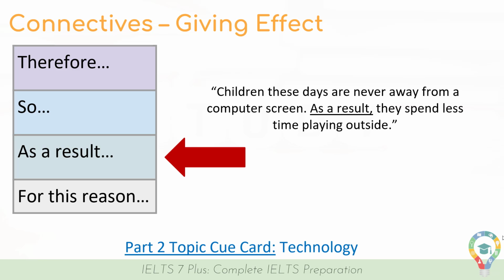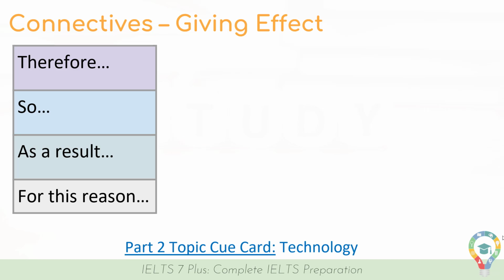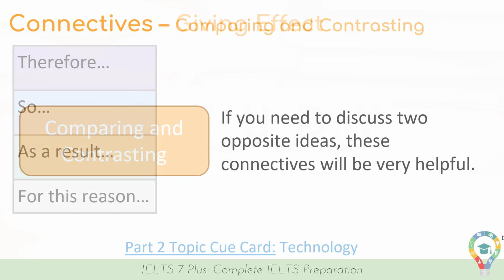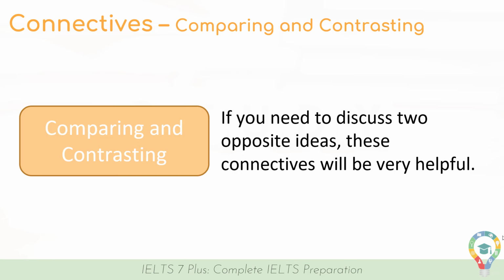Children these days are never away from a computer screen. As a result, they spend less time playing outside. Last month, my television stopped working completely. For this reason, I have been reading a lot more books. There we have 4 phrases for giving the effect or the result of an event. Now it's time to move on to our next connective type, which is comparing and contrasting.